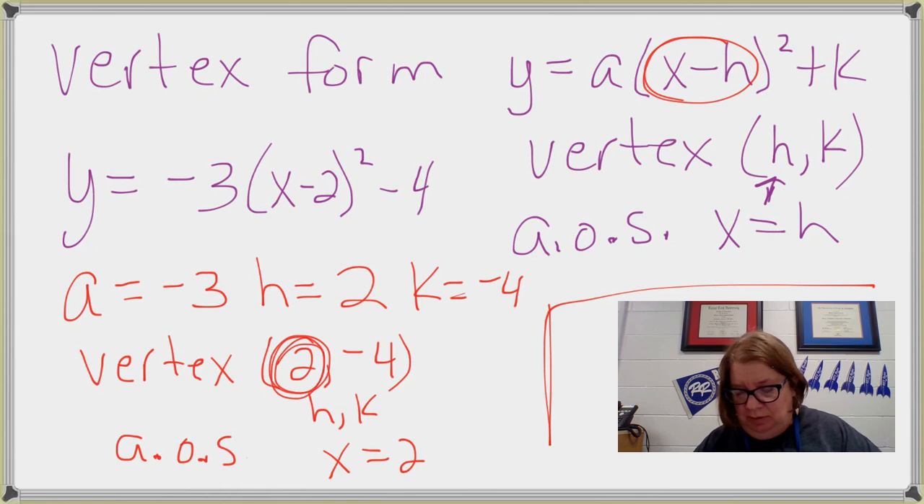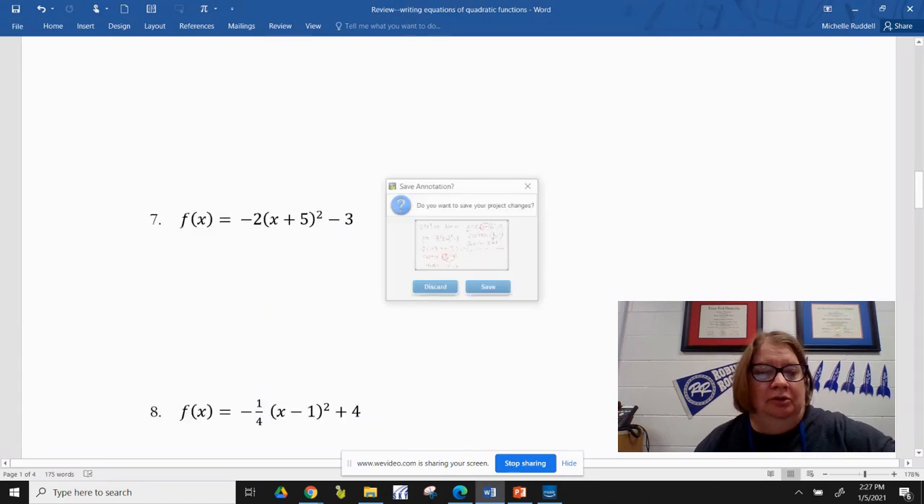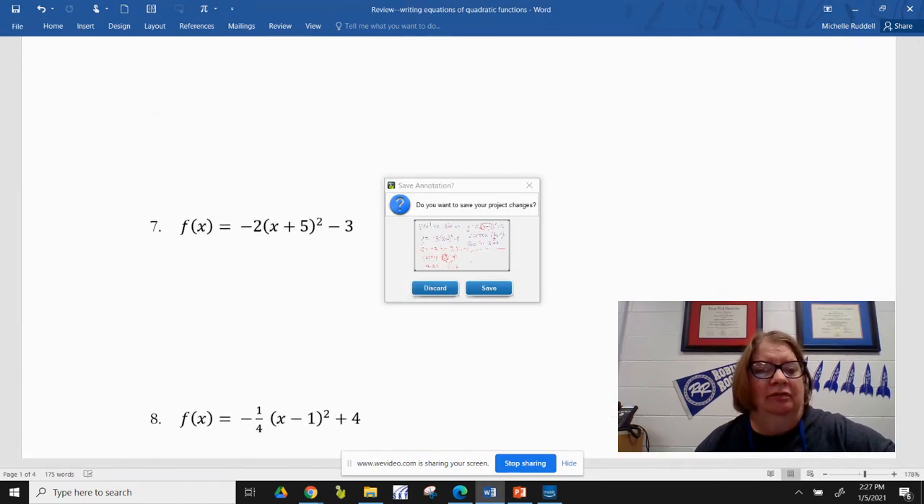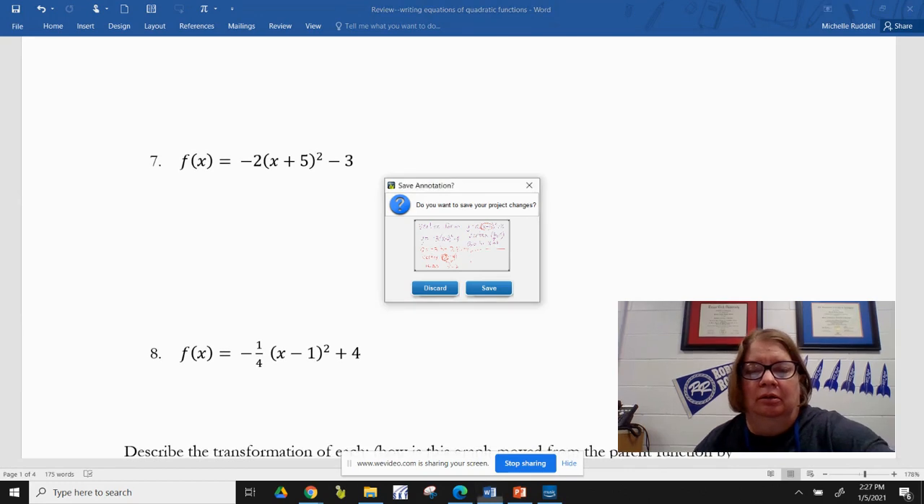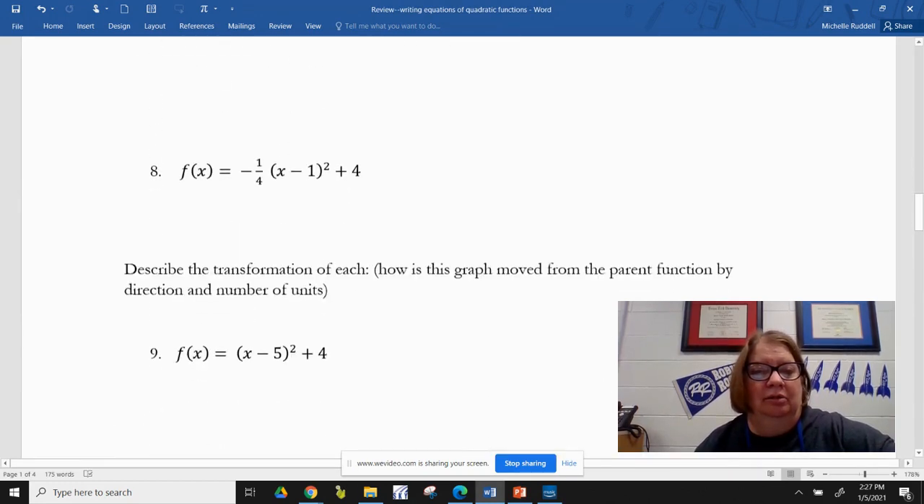Always, always, always this number. Okay? Vertex form is really easy. That's why they call it vertex form. You identify your A, H, and your K. Remember to change the sign with the H. And then it's really easy to find the vertex and axis of symmetry. Okay, there's another one there, and another one. I made all of those negative. It's okay, it doesn't matter. So the vertex in all of those would be a maximum because the A is negative.